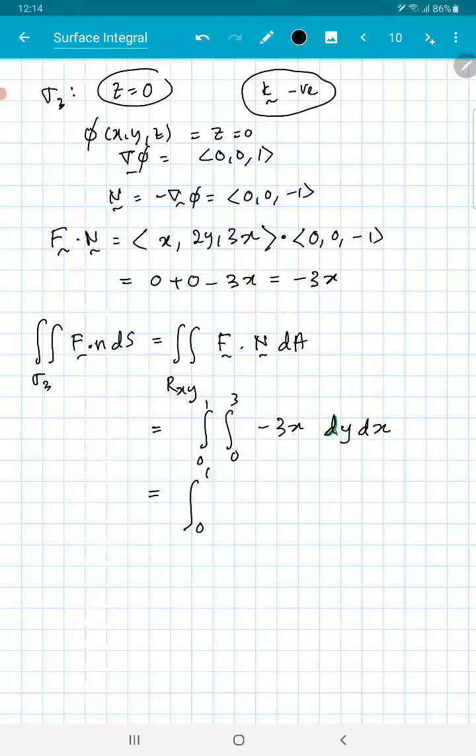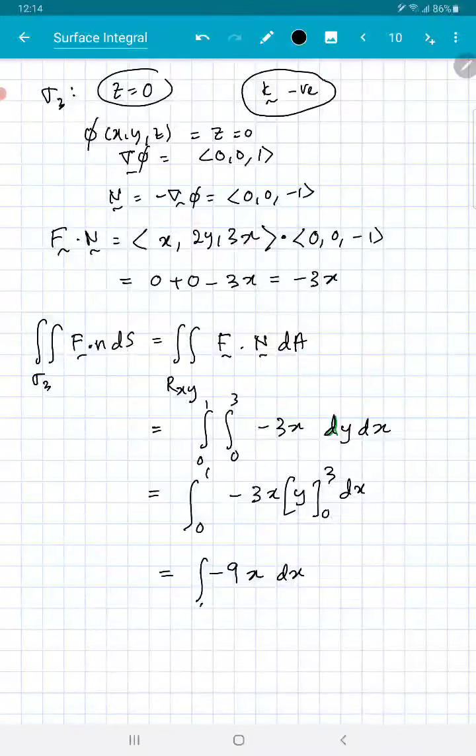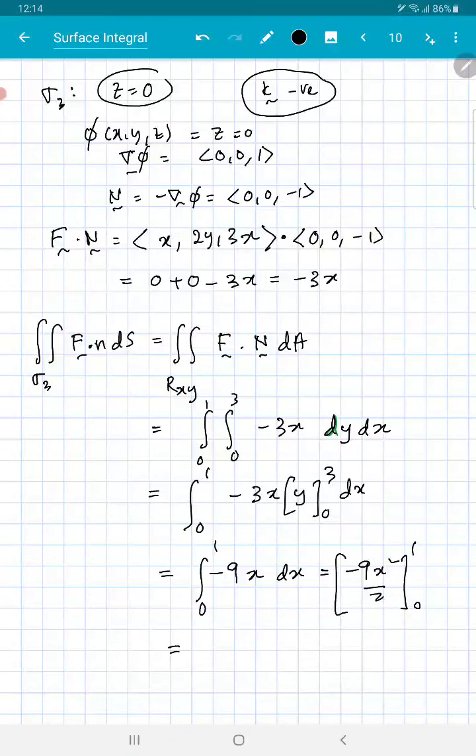Integrate negative 3x with respect to y, we get negative 3xy from 0 to 3, so we get negative 9x. Now we're going to integrate that with respect to x. So we get negative 9x squared over 2. Replace x with the upper and lower limit, and we get negative 9 over 2.